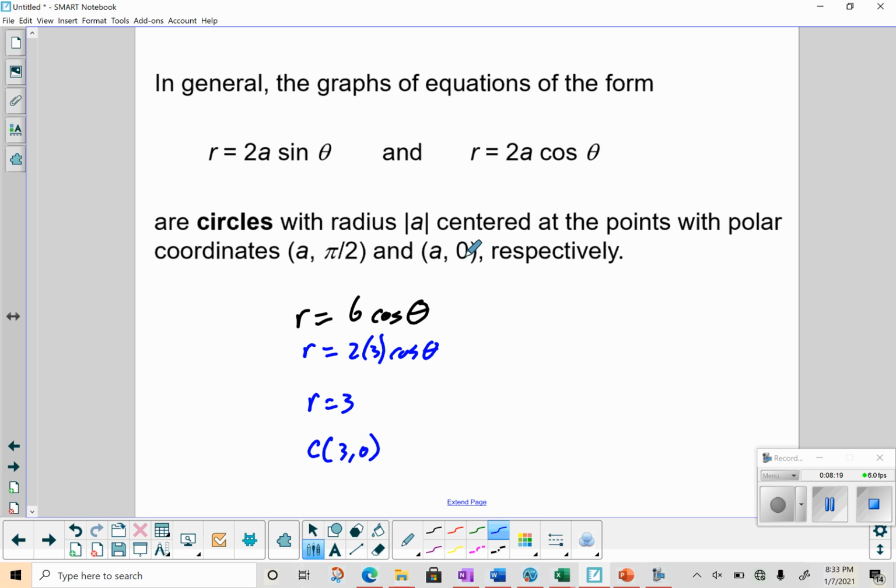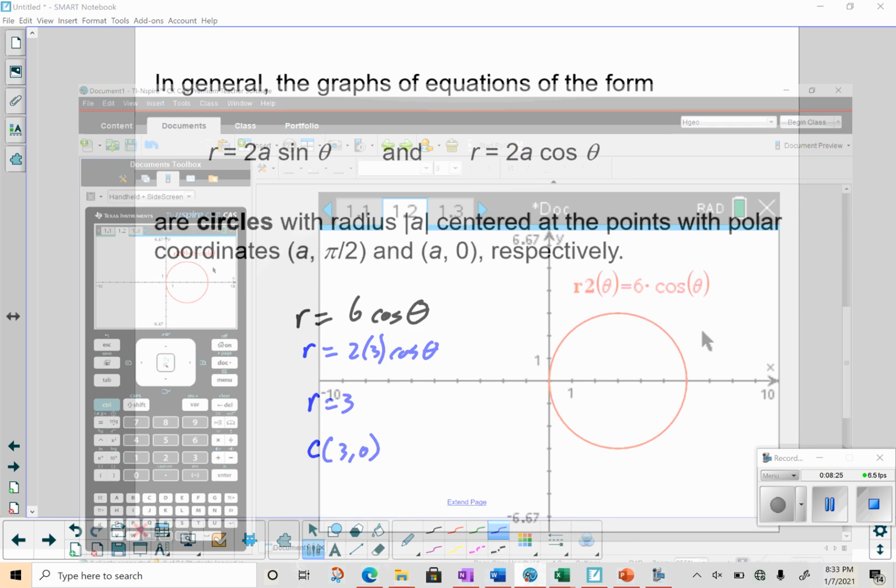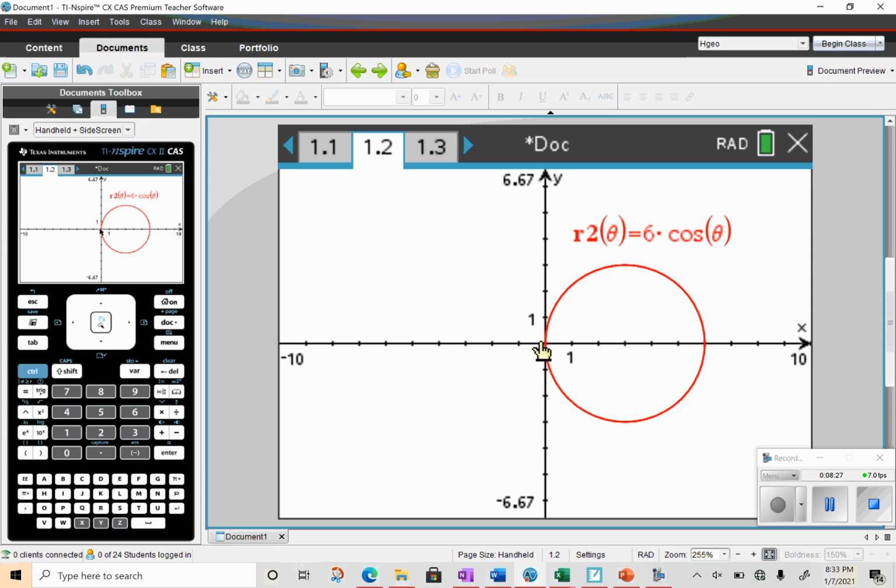And again, don't get confused. That's not a y coordinate. That's an angle. That's a theta. So for 0 theta, that's right here on our polar axis. And we come forward 3 spaces. There's the center, and the radius is 3.